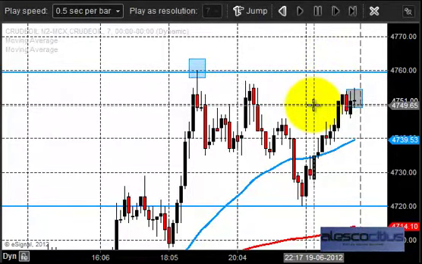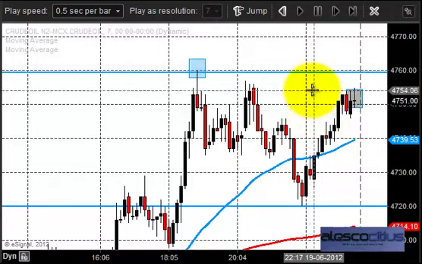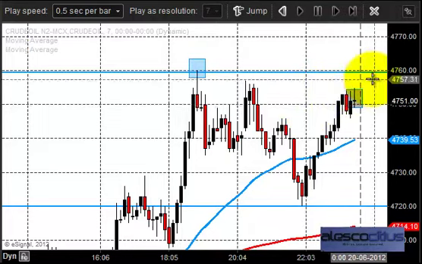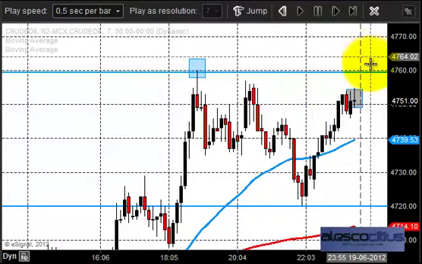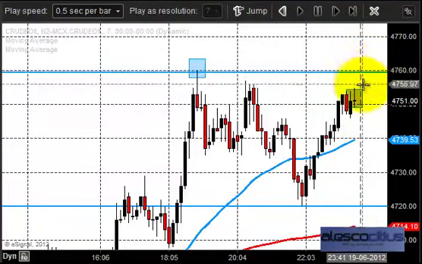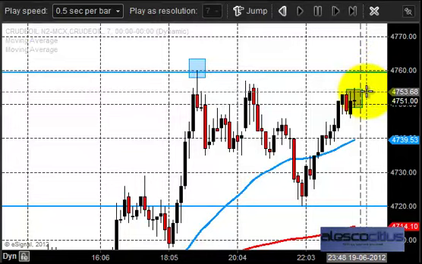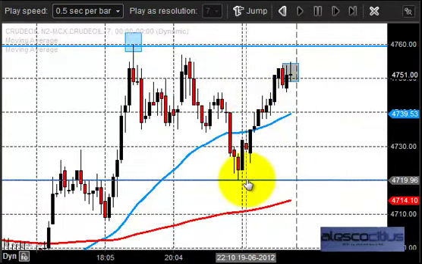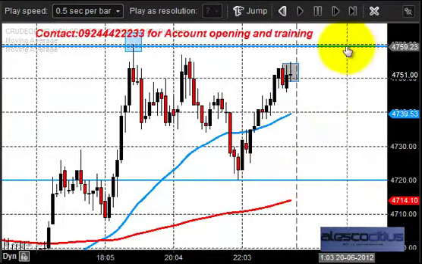Also, today is Wednesday, which means we may have the crude oil inventory report, possibly around 8 p.m. That will give us a clear price direction, whether the price is going to stay above 4,760 or below 4,760. Today is going to be a very important day for crude oil traders. This zone, 4,720 to 4,760, is a very crucial zone.